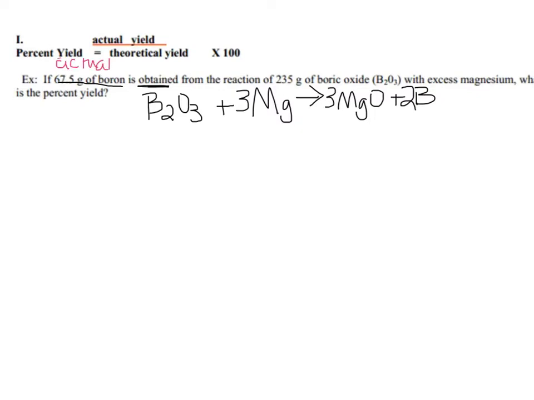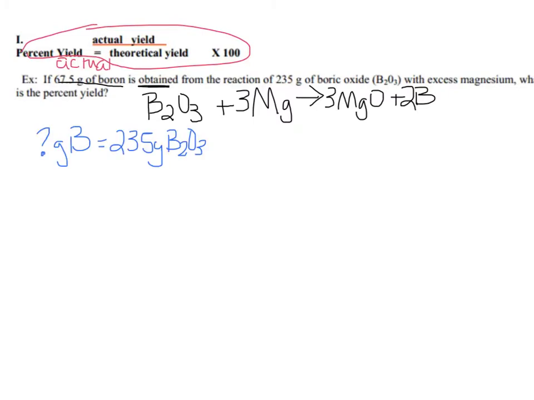So what we have to do is solve for our theoretical yield using stoichiometry and then plug both of those numbers into this formula up here at the top. So I set up the stoichiometry problem to solve for grams of boron for my theoretical yield if I'm given 235 grams of boric oxide, or B2O3.